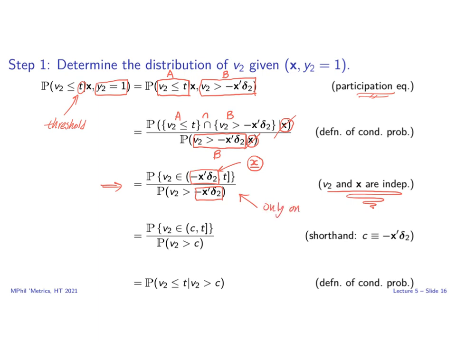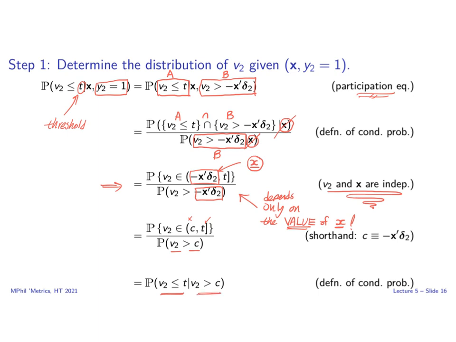So adopting the shorthand, c is defined as minus x prime delta 2, we see that the probability we've set out to compute is precisely the probability that v2 falls into the interval c to t, including t and excluding c, divided by the probability that v2 is greater than c, which is, of course, by the definition of conditional probability, precisely the probability that v2 is less than or equal to t, given that v2 is greater than c.